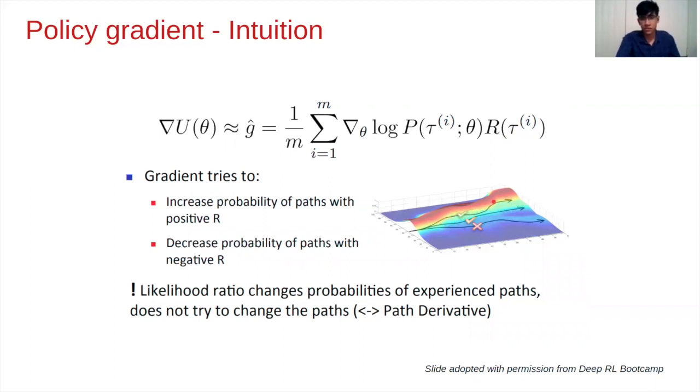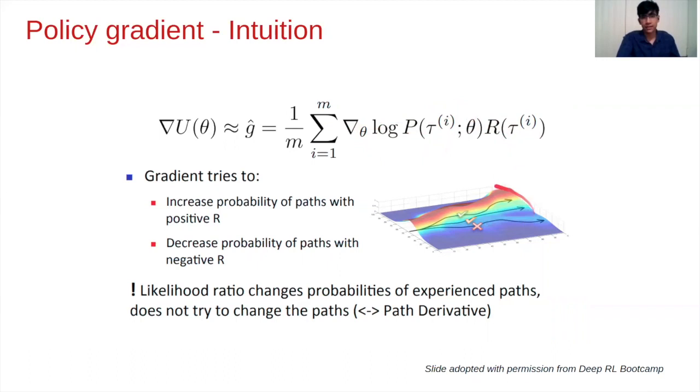For the first trajectory, this return is positive, and this gradient will try to increase the probability of that trajectory, because inside we have log p of tau. So if you increase log p of tau, you are increasing p of tau. So you are taking the gradient of this log p of tau, and you are increasing it because it's getting multiplied with a return which is positive.